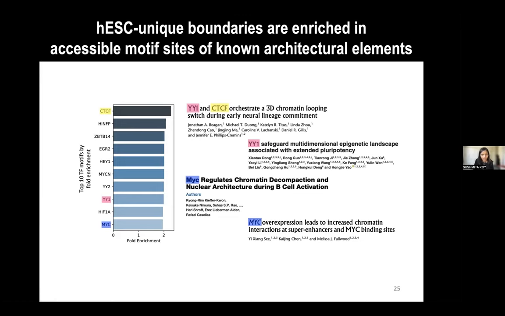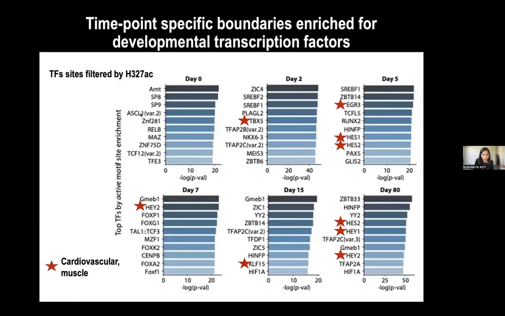And then we wanted to do something similar for the other time points. We didn't have accessibility for the other time points. So instead, we used H3K27 acetylation as a proxy. What we're doing is filtering motifs based on their overlap with H3K27 acetylation. And what you're seeing here are the top 10 regulators or transcription factors that show up at each of these time points. And interestingly, it was a different set of regulators. We didn't see CTCF ranking, but several of these regulators have a generic role and a developmental role. Some of them are cardiomyocyte related. Several that I'm highlighting in red have some expression or role in heart-related development, but we also see other lineage-specific regulators. So that was an interesting finding.